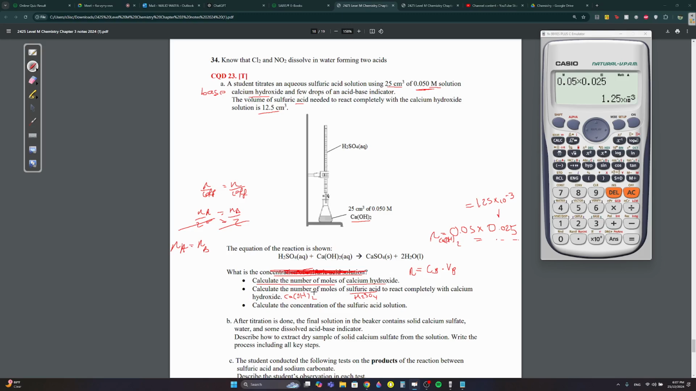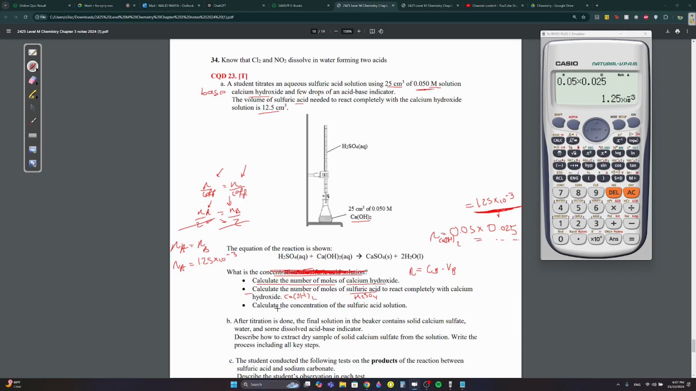In part B, how many moles of sulfuric acid react completely with calcium hydroxide? You see, N over coefficient equals N over coefficient. Since they're both over 2, that means N of the acid is equal to N of the base. How much is N of the base? 1.25 times 10 to the minus 3 from part A. So N of the acid is going to be equal to 1.25 times 10 to the minus 3. That's it. You just say this for part B.